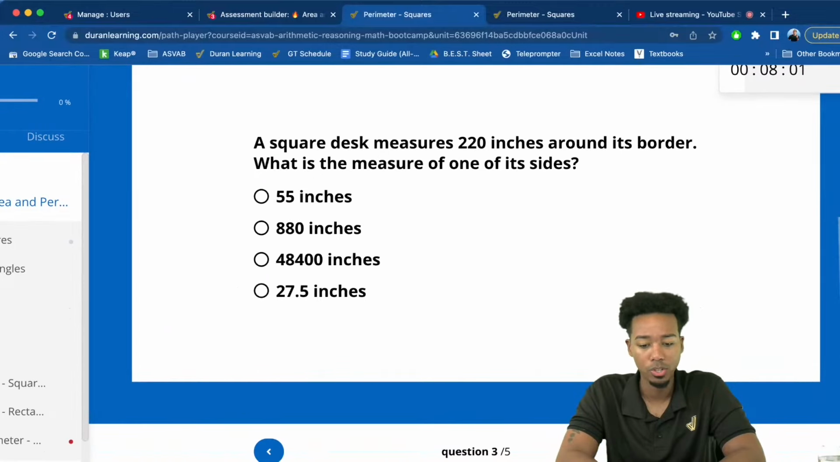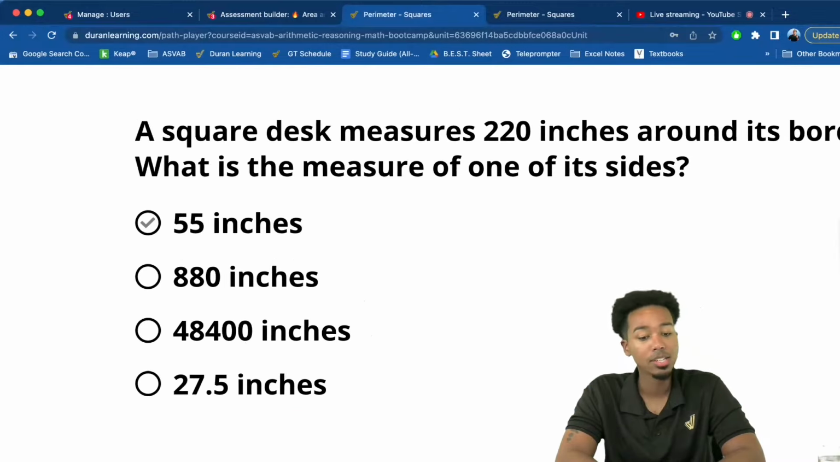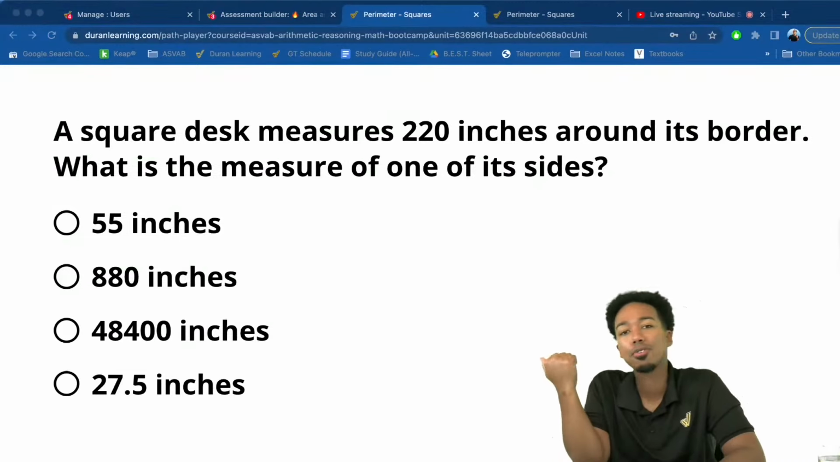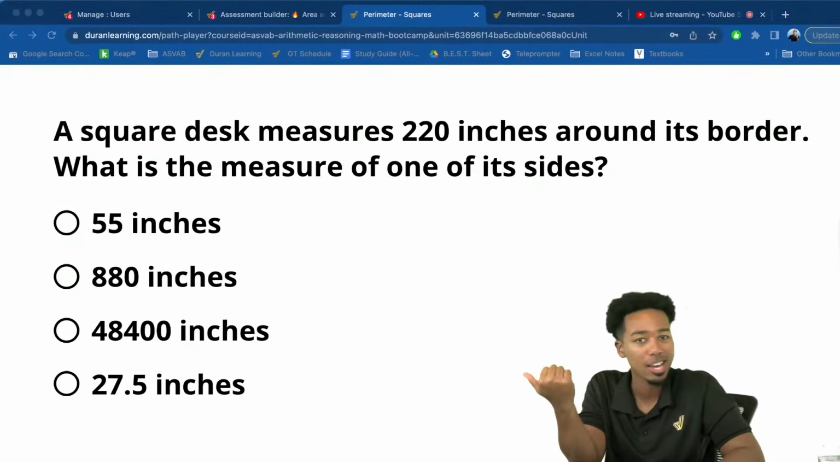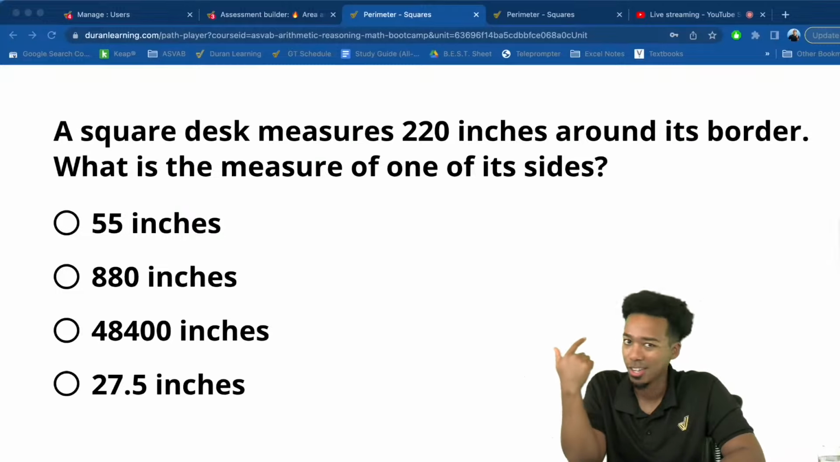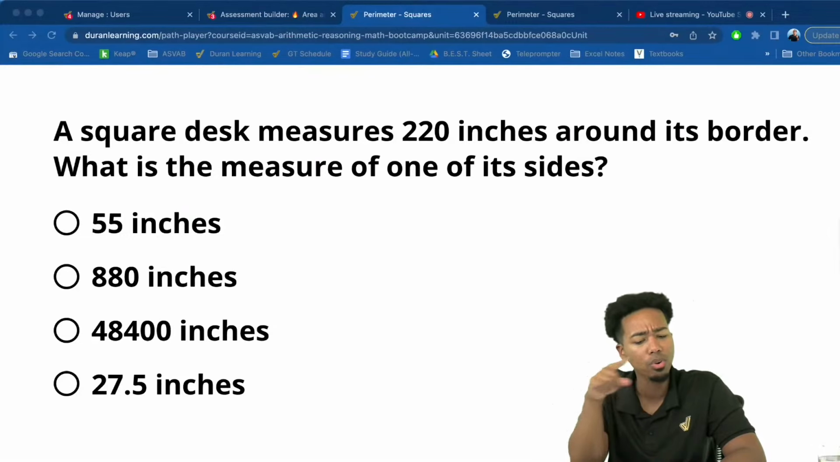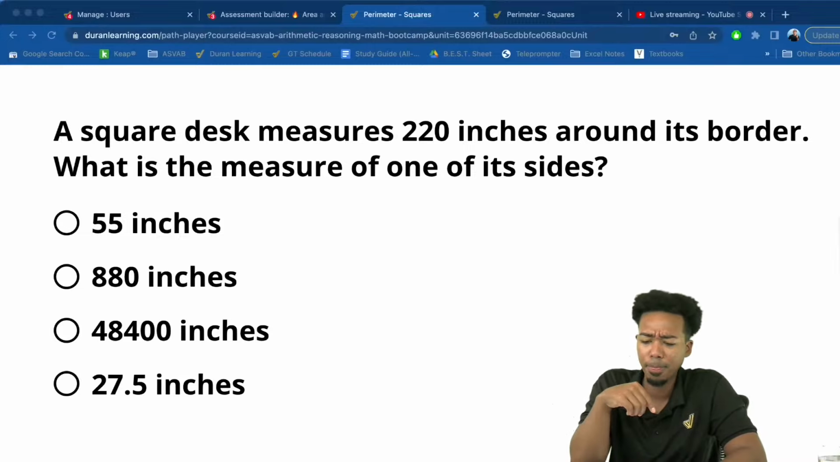Look at the next question. Okay, look at this. Including names of objects. A square desk. I programmed this to give you a bunch of different names of objects, colors, names of people, places. It's all programmed in there, unlimited. So a square desk measures 220 around its border. What is the measure of one of its sides? Question, everybody.